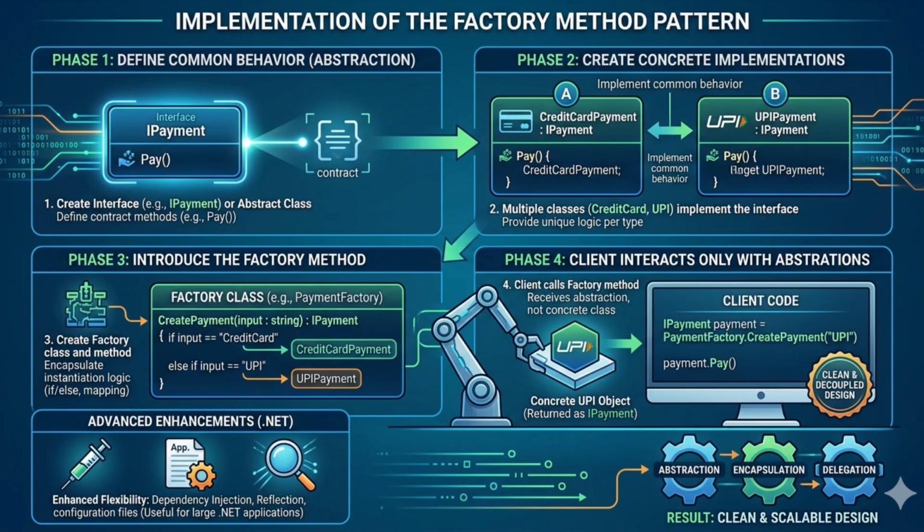In practice, the factory method can be further enhanced using dependency injection, configuration files, or reflection to make the system even more flexible. This is especially useful in large-scale .NET applications where object creation may depend on external factors. Overall, the implementation of the factory method pattern involves abstraction, encapsulation, and delegation, resulting in a clean and scalable design.